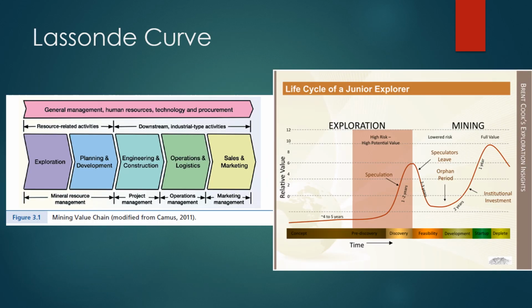Last thing, the Lassonde Curve. The Lassonde Curve just describes the life cycle of a junior explorer, or actually, more specifically, in my opinion, a specific project within a company. So obviously, Scallywag is in the exploration stage. It's in the earliest part. It's probably in this part here. We're pre-discovery. Havieron is way further along.